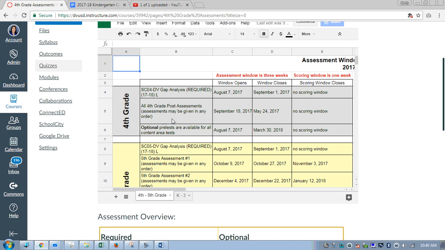The post assessments, there are 4, one that goes along with each of your kits, and just like last year, the windows are flexible, so that if you're trying to teach everything before AIMS, you have that flexibility to be able to do that.